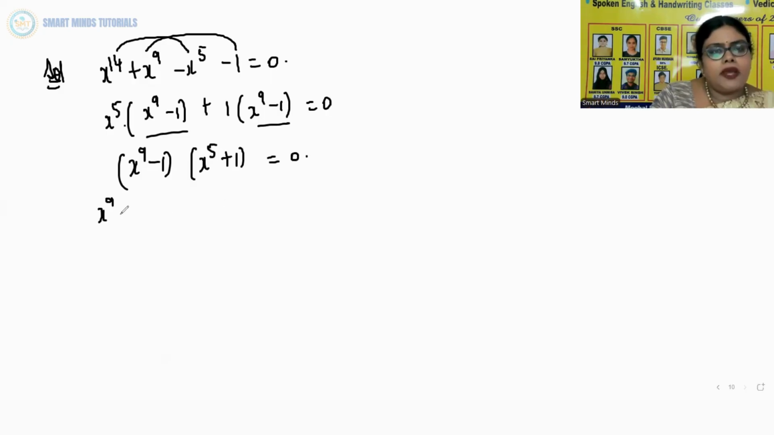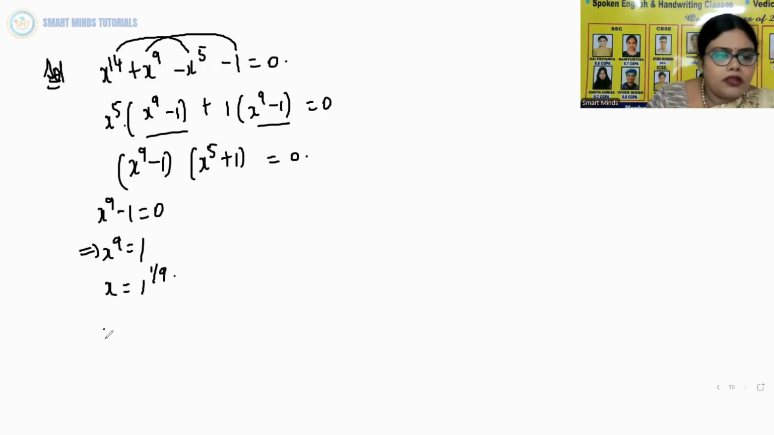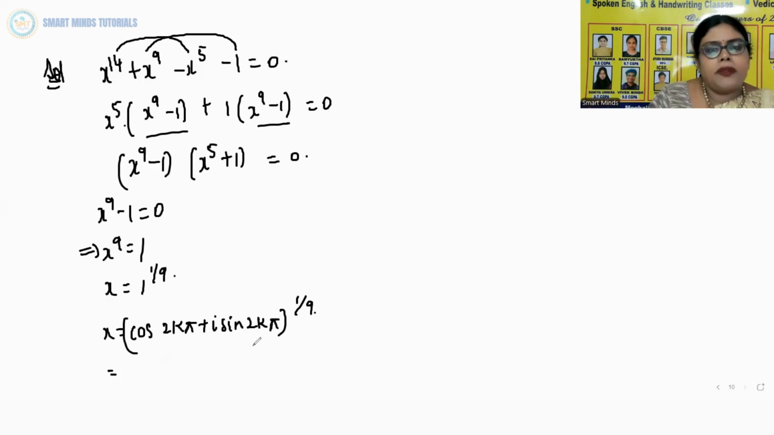Now if we take x power 9 minus 1 is 0, we get x power 9 is equal to 1, or x is equal to 1 power 1 by 9. Now this is the ninth roots of unity. That is (cos 2k pi plus i sin 2k pi) whole power 1 by 9. This is the general form. Now if we apply De Moivre's theorem, we get cos 2k pi by 9 plus i sin 2k pi by 9.